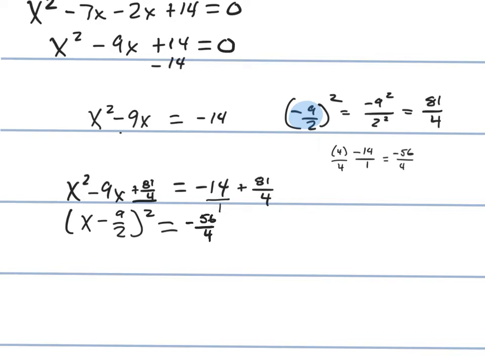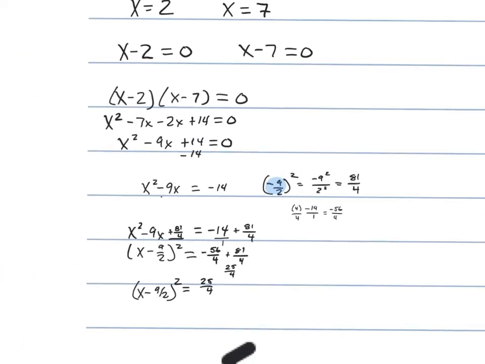Okay, so what we've got there is negative 56 fourths, and we are going to move it back to, did I do it? No, I'm sorry. We still have to add 81 to that, right? I forgot to add 81 fourths to that. Okay, so what is 81 minus 56? How much? Okay, so we get x minus 9 halves squared is equal to, that's 25 fourths over here. We're going to move it over to 25 fourths.